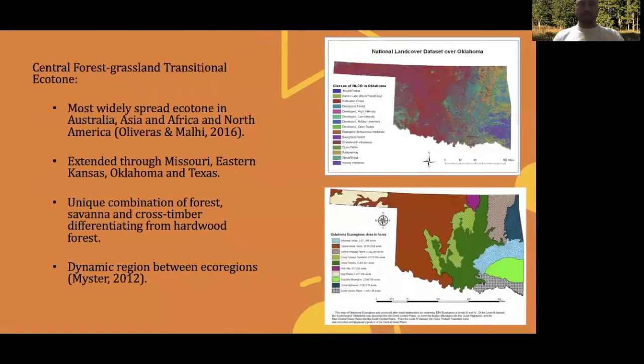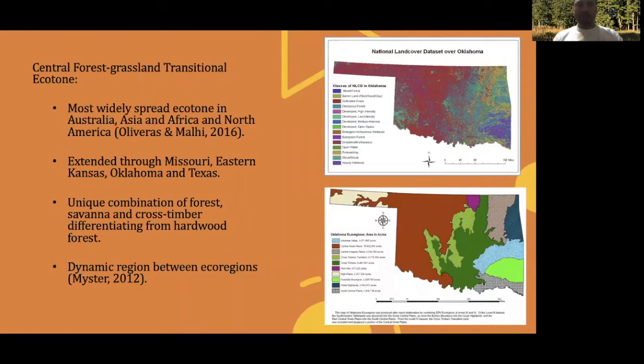The central forest grassland transitional ecotone, which also includes Cross Timbers and forested area, is one of the most widely spread ecotones globally as well as in North America. Particularly in the United States, it extends through Missouri, eastern Kansas, Oklahoma, and Texas. In Oklahoma, it is largely reflected by the area east of the red color region in the picture at the bottom right corner of this slide.